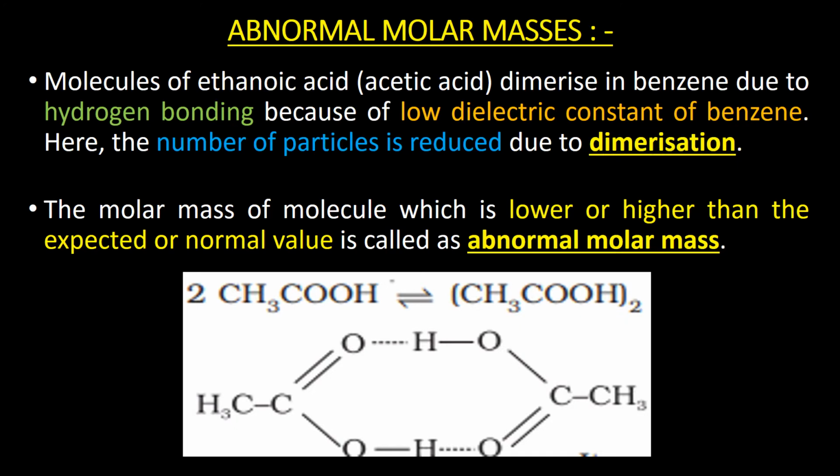Okay, let us know about abnormal molar masses. The molar mass of a substance which is lower or higher than the expected or normal value is called abnormal molar mass. Let us take an example of ethanoic acid, where the molecules of ethanoic acid dimerize in benzene due to hydrogen bonding between them, and also because of the low dielectric constant of benzene, and hence the number of particles is reduced due to a process called dimerization.